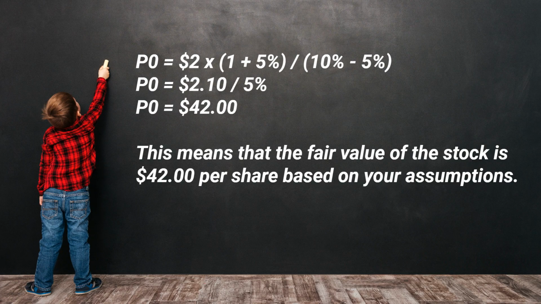For example, let's say you are considering buying shares in a company that pays an annual dividend of $2 per share. You expect the company to grow its dividends by 5% per year and you require a 10% rate of return on your investment. Using the Gordon Growth Model, the fair value of the stock would be P0 equals D1 divided by (R minus G), so P0 equals $2.10 divided by 5%. P0 equals $42. This means that the fair value of the stock is $42 per share based on your assumptions.